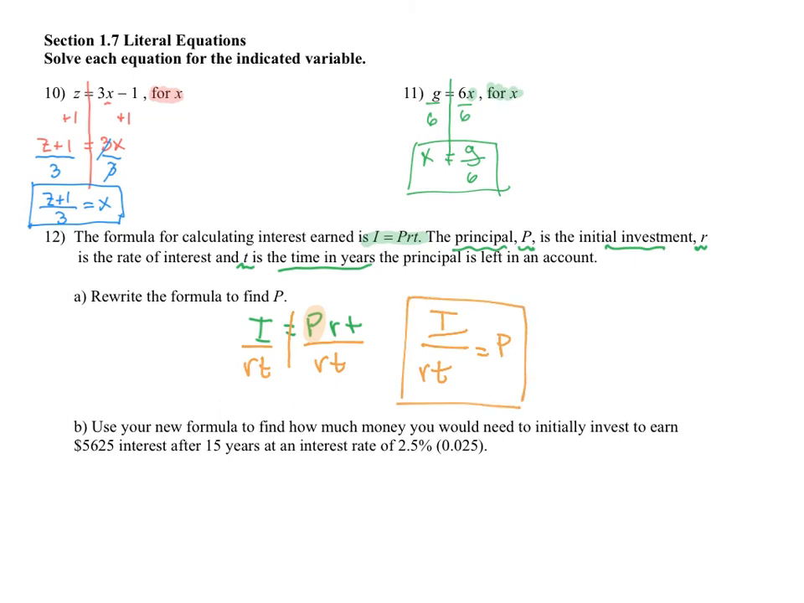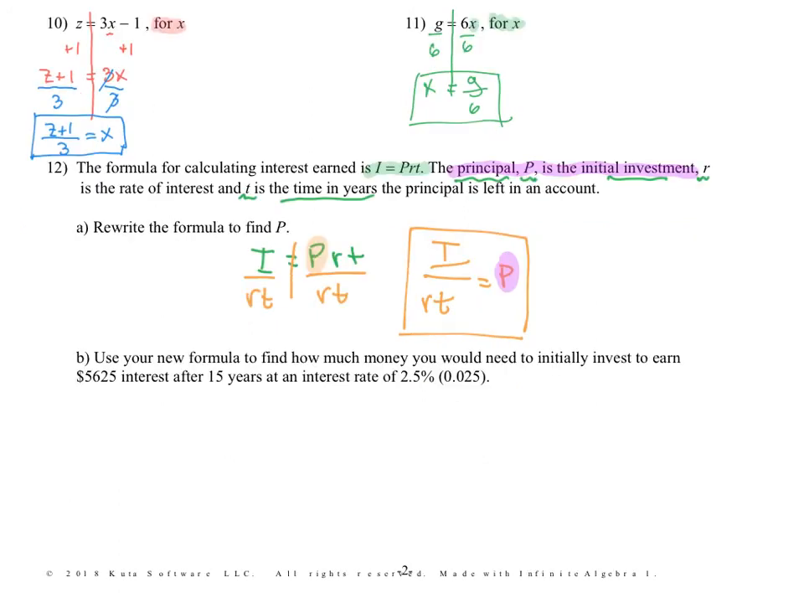So we're going to take that answer that we just found to solve part B. Use your new formula to find how much money you would need to initially invest to earn a certain amount of interest after 15 years at a certain interest rate. So remember that P here is the initial investment. So that's what we want to find, and we had just solved for P. So we're just going to substitute everything we know in.